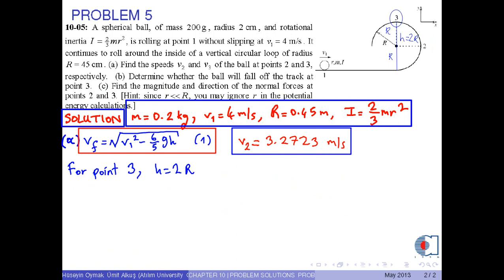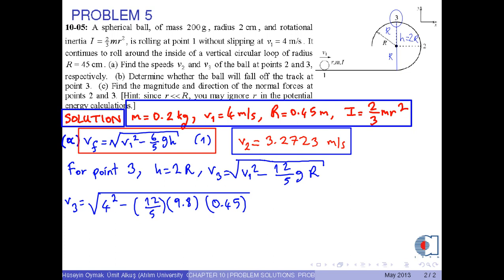For point 3, h equals 2 times capital R and equation 1 results in V3 equals square root of V1 squared minus 12 over 5 times G times capital R. Inserting the corresponding numerical values into this equation, we get 2.3272 meters per second, or approximately 2.33 meters per second.